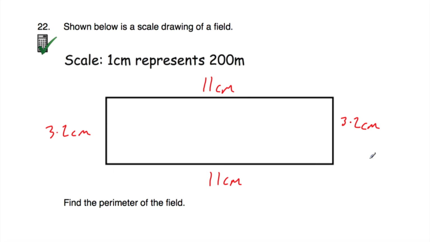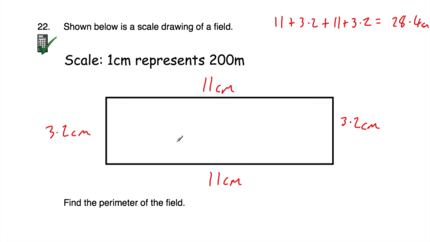Alternatively, you could change these into meters to begin with, so we could multiply this by 200 and change it into meters and so on, and we could do it that way. I'm going to use both approaches just to show that they both work. So first of all, one approach is to find the perimeter of the rectangle. So 11 plus 3.2 plus 11 plus 3.2 is equal to 28.4 centimeters. So that's the perimeter of this rectangle.